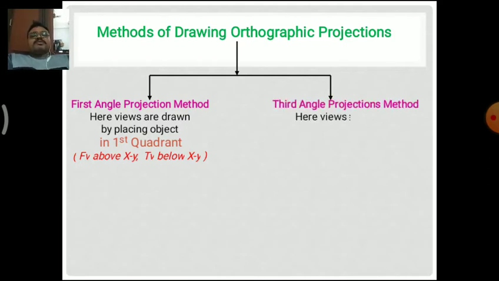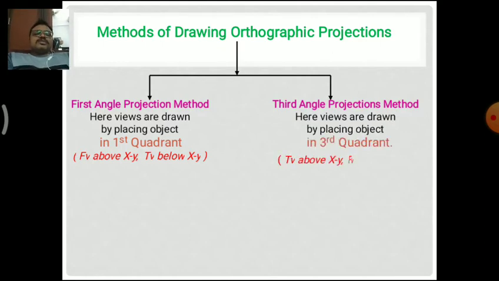And the second one is the third angle projection method. In this third angle projection method, the views are drawn by placing the object in the third quadrant only. So the top view is drawn above the XY line, that is the reference line, and the front view is drawn below the reference line. So they are basically opposite to each other.